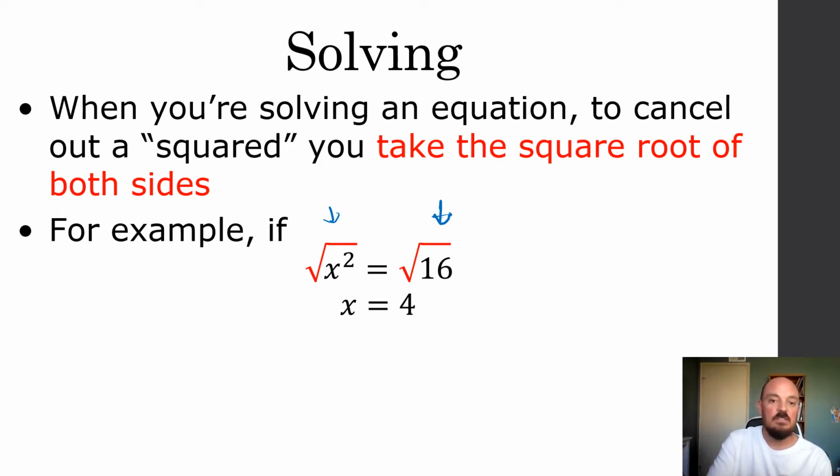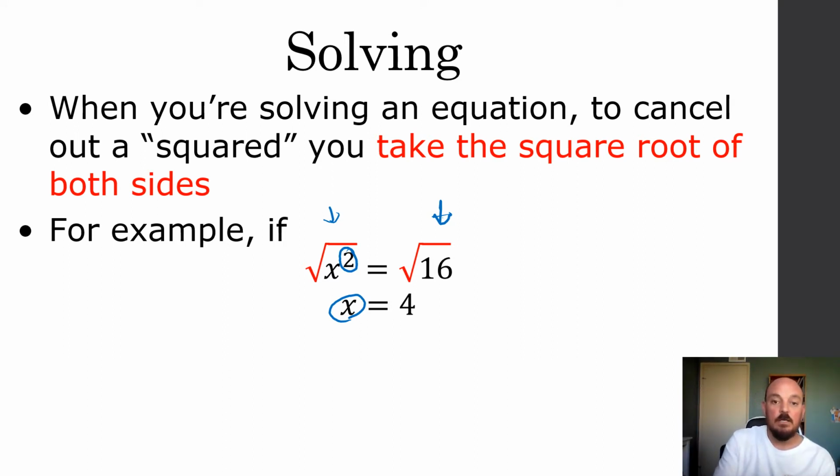Now over here, this is the important part. When you have something with a squared on it, and you take a square root, those cancel each other out. They're gone, and it just leaves whatever that variable was. That's how you turn an x squared into an x, or an a squared into an a, or whatever.